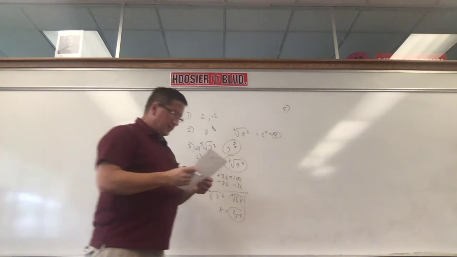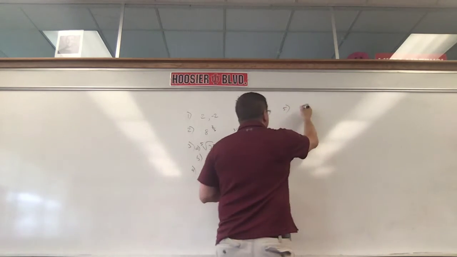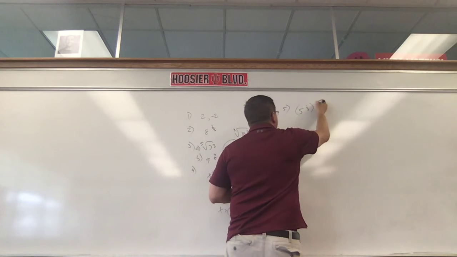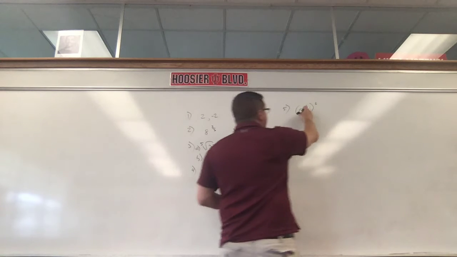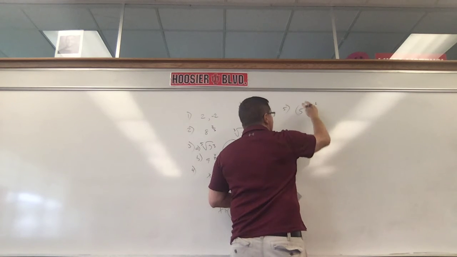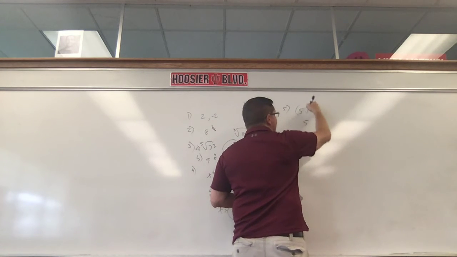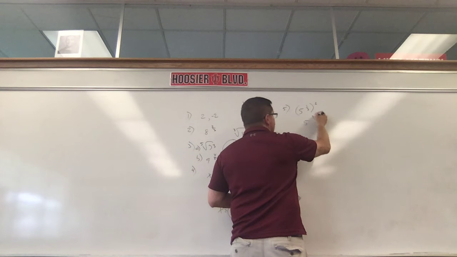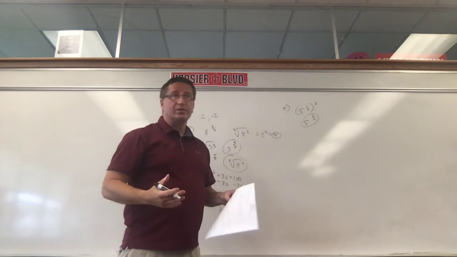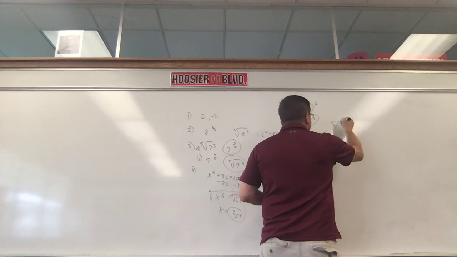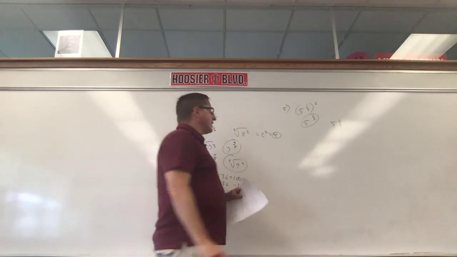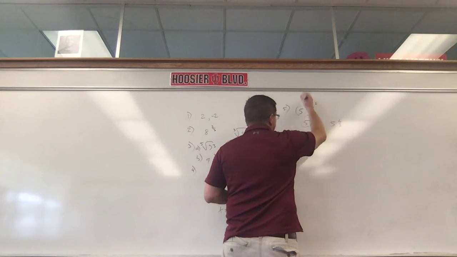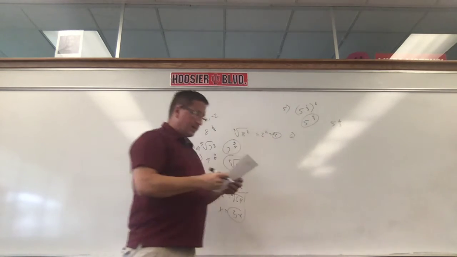Number 5, simplify 5 to the 1/3 squared. This one should take you about 3 seconds, if that. You just have to remember a rule. When you have a power to a power, you multiply them. 2 times 1/3. Don't multiply the top and the bottom by 2, just the top. It's going to be 5 to the 2/3. If you write it as 5 and 2/3, that's not the same thing. It's 5 to the 2/3 power. You're basically just doing 2 times 1. That's all you're doing there.